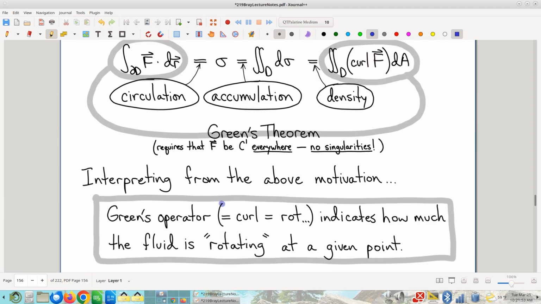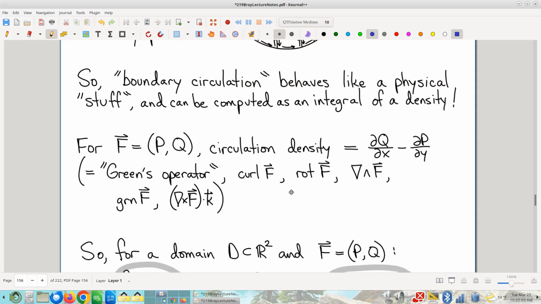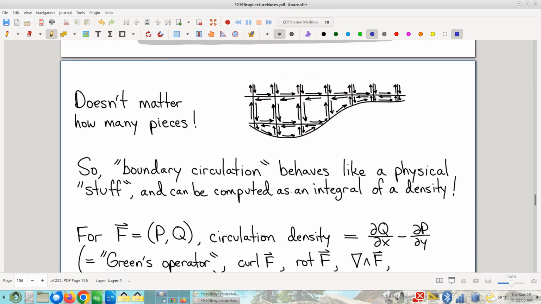Okay, now before I show you the next example, I do want to talk about why it kind of makes sense that we call it by these names, curl and rot. What is the rotational aspect of what we're talking about here? Let's just go back up to what it is, right? Curl, aka rot, aka all this other stuff, is circulation density. It's circulation per unit area.